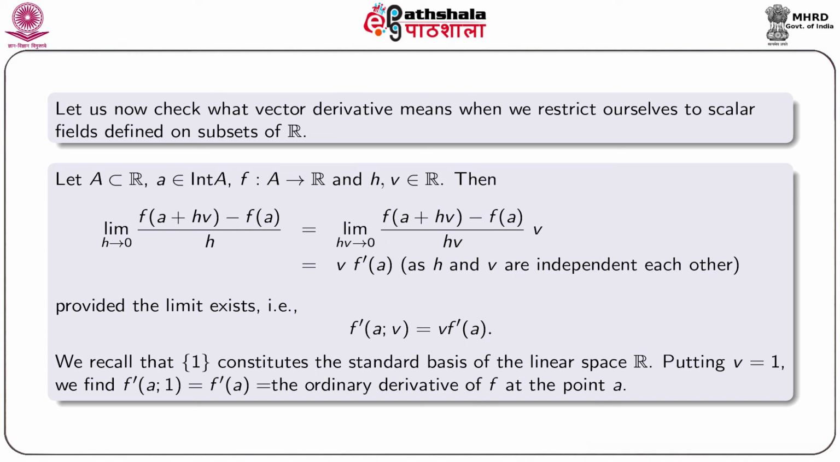We recall that the singleton set consisting of 1 constitutes the standard basis for the linear space R. Putting v equal to 1, we find f dash a 1, the vector derivative, equals f dash a, that is the ordinary derivative of f at the point a. Later we shall use this result.